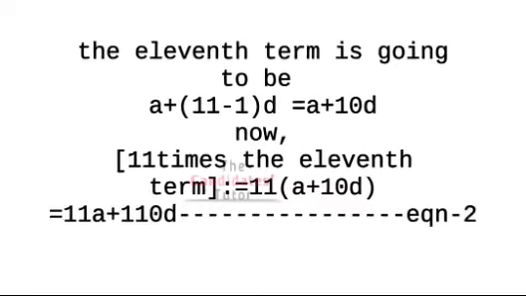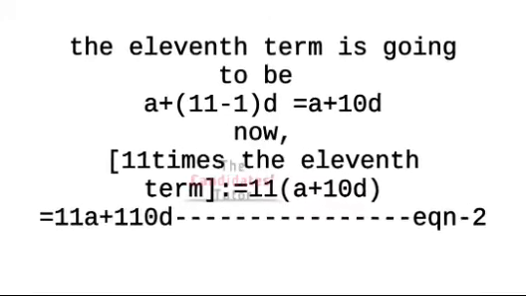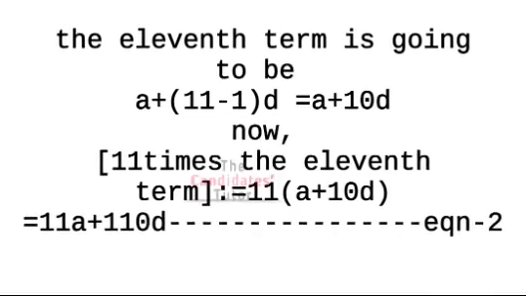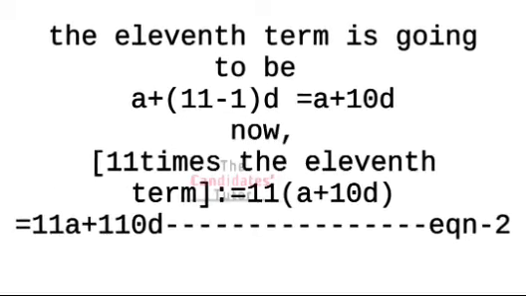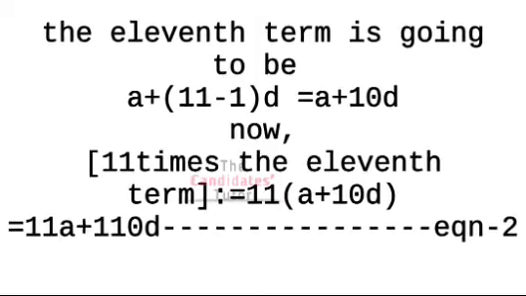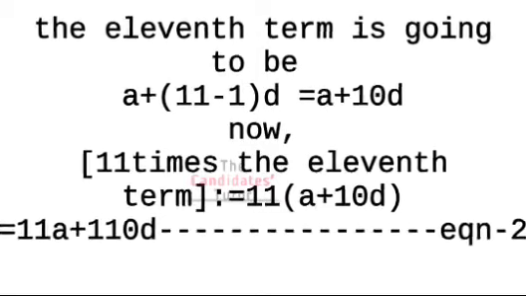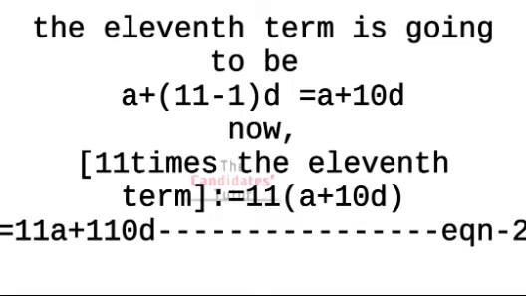And from the question, we learned that 7 times the 7th term is the same as 11 times the 11th term. So let's multiply 11 by (a plus 10d), and we are going to get 11a plus 110d. Okay, and let's name that as equation 2. So that's going to be our second equation from the question.